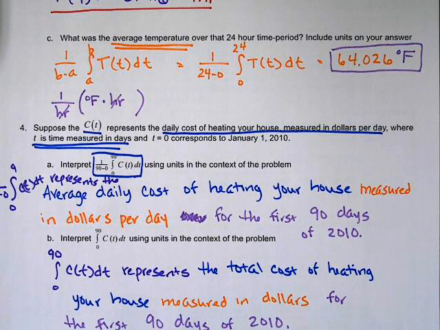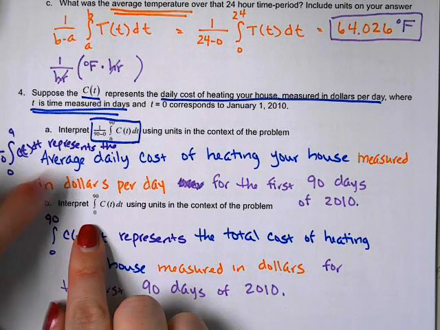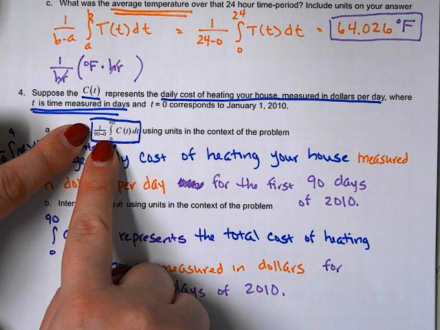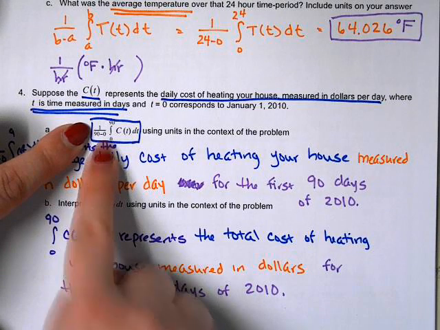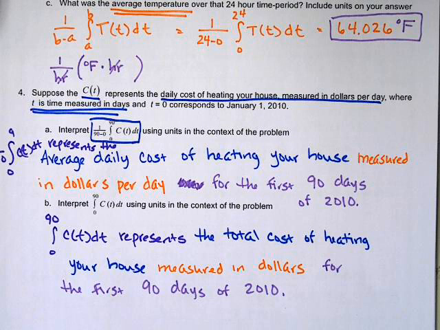Alright, so again, this is very similar to what we did in Chapter 7, so hopefully interpreting that integral was fine. But you really need to make sure you understand the difference between this one, which is the average value of the cost, and this one, which is going to give us the total cost. Okay?